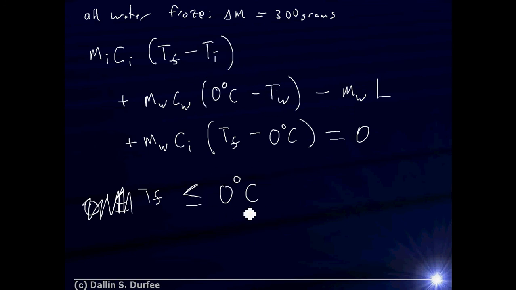If I find that my answer is greater than 0 degrees C, then I assume, oh, all of the water must not have frozen. I better go try one of the other 3 scenarios. But if I get something below 0 degrees C, and I did everything right, that means I chose the right scenario and I've got my answer.